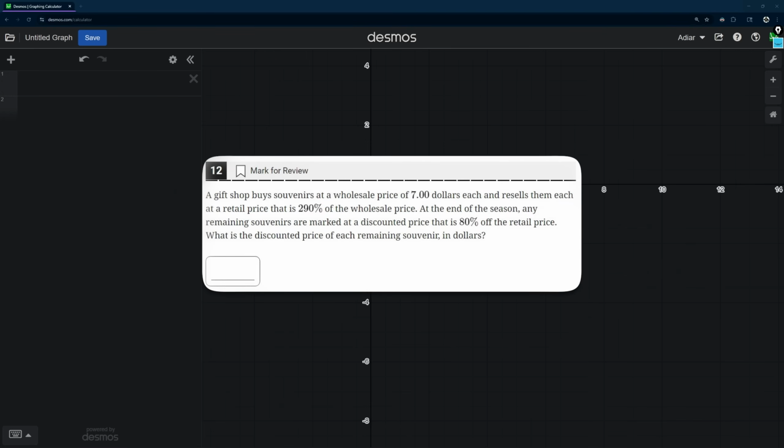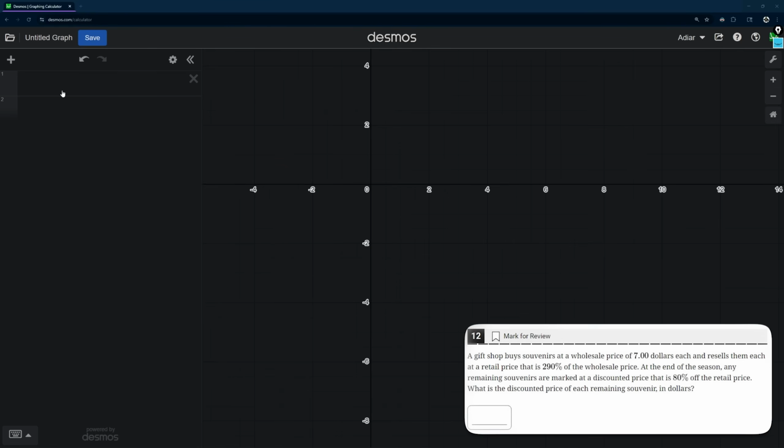The next question says, a gift shop buys souvenirs at a wholesale price of $7 each and resells them each at a retail price that is 290% of the wholesale price. At the end of the season, any remaining souvenirs are marked at a discounted price that is 80% off the retail price. What is the discounted price of each remaining souvenir in dollars? So this item, the souvenir, goes through a lot of different sales changes, but we can just track them.